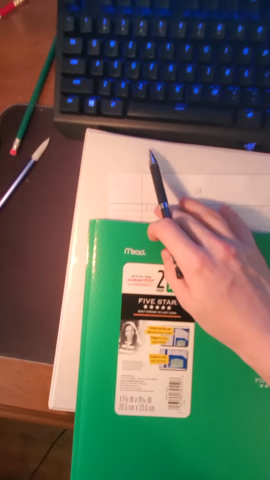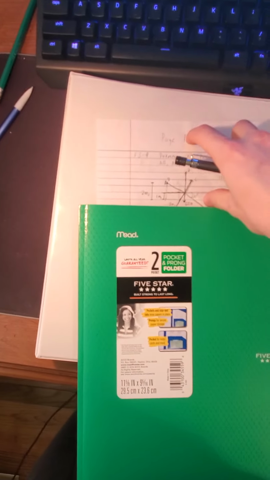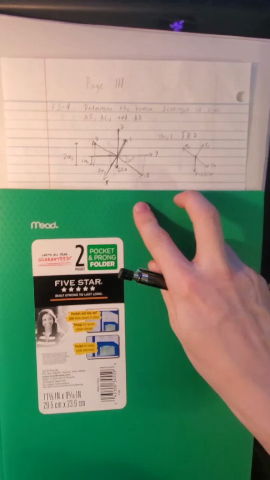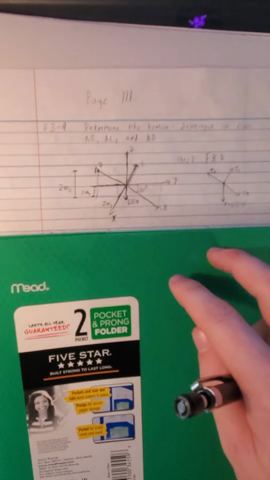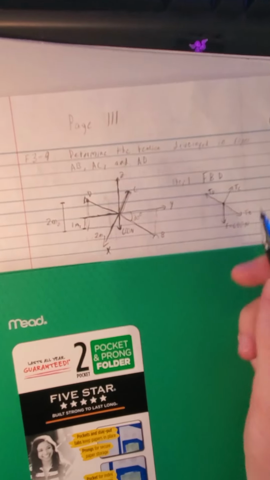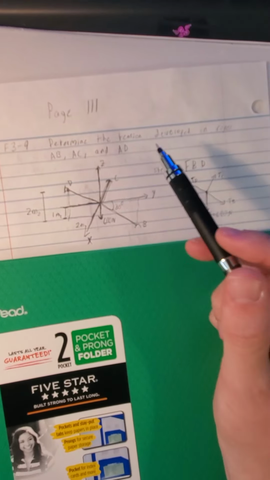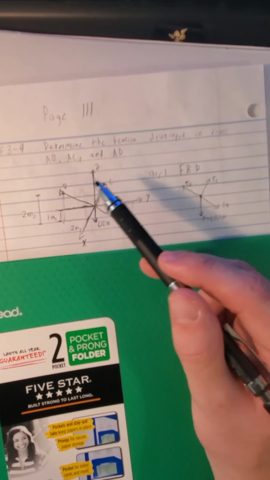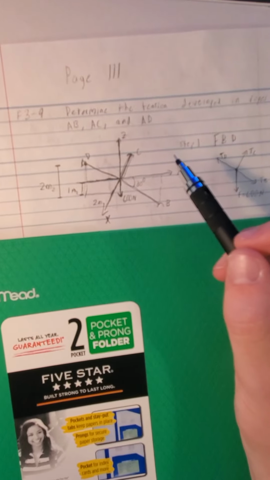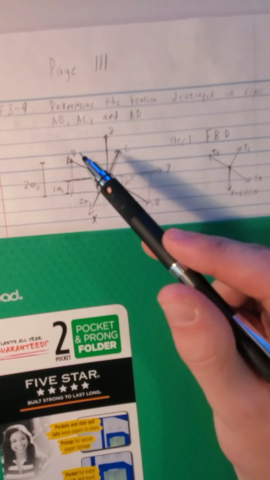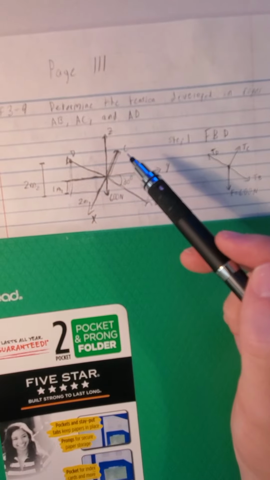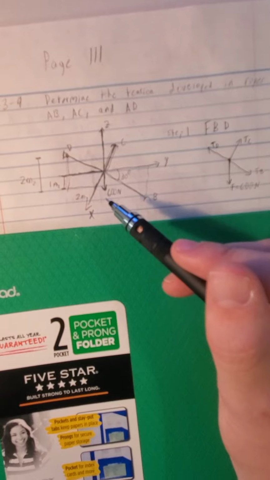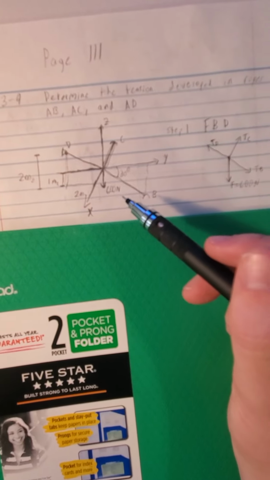And the page 111 problem that I did, I tried to draw it the best that I can. It's a 3D problem, so it's kind of hard, but here it is. Determine the tension developed in ropes AB, AC, and AD. Here's rope D, here's rope C, and here's rope B. And the force is acting in the negative Z direction with 600 newtons.